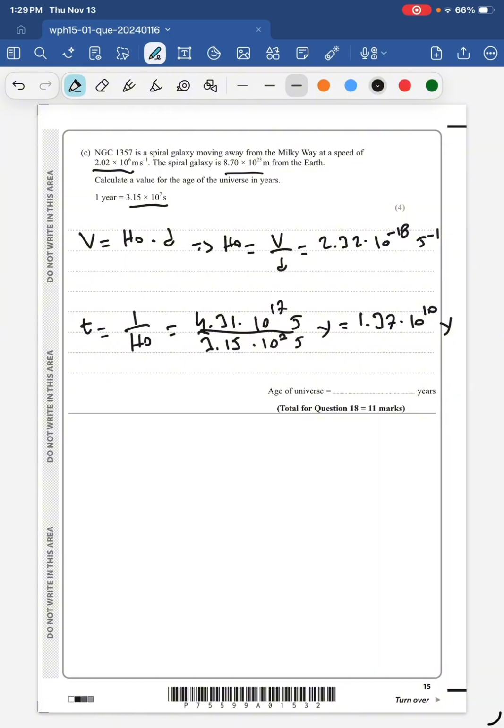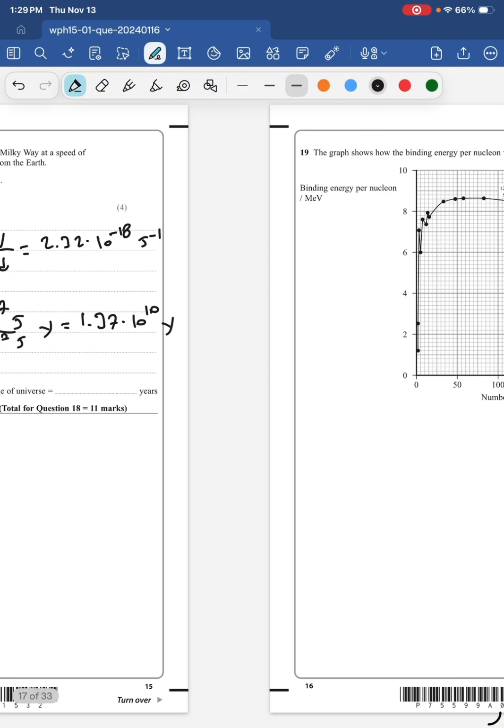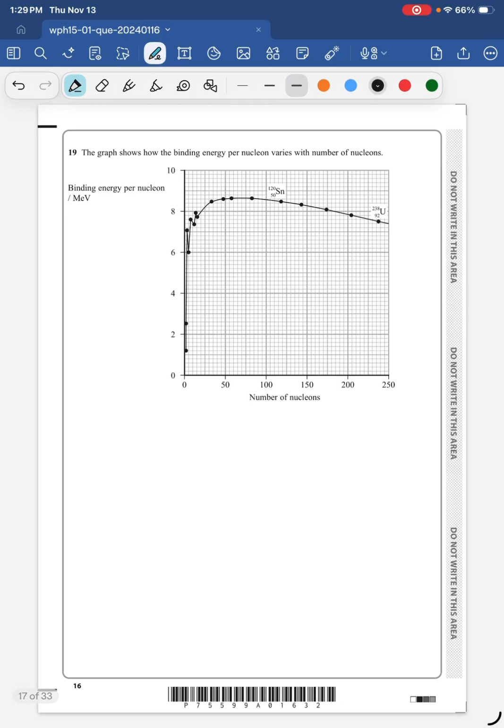Which is not accurate, okay? I told you in the beginning that this is not proper science. In proper science, you need many such pairs of values, so you can plot them and calculate the gradient. The gradient is going to be your H naught, and then you can find the age of the universe. Let's move on. Question 19 is, again, from what I studied in my life, which was nuclear physics.